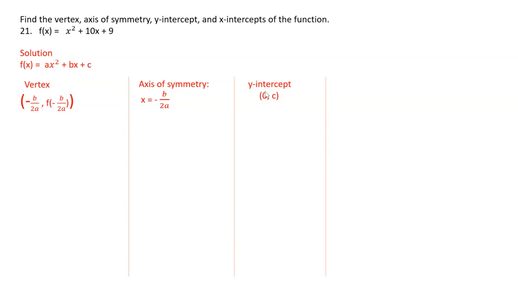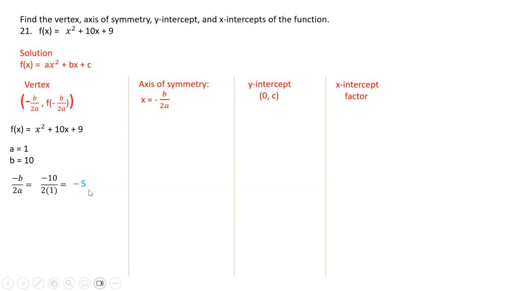The y-intercept is visual. Just by observing the function, you should be able to get the y-intercept without doing any work. The y-intercept will be 0, c. And for the x-intercept, you have to know how to factor. Okay? So here we go. My a is going to be 1, and my b is 10. So negative b over 2a is going to give you negative 10 over 2 times 1, which will give us negative 5.